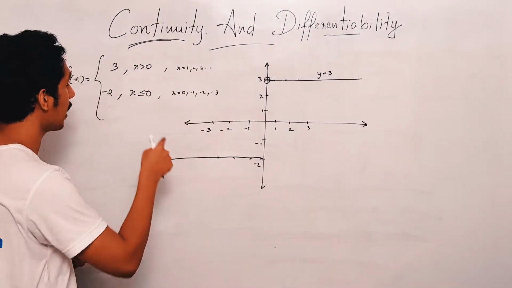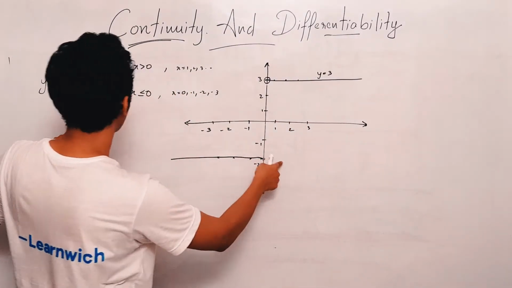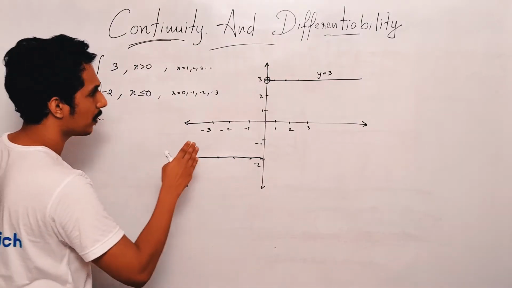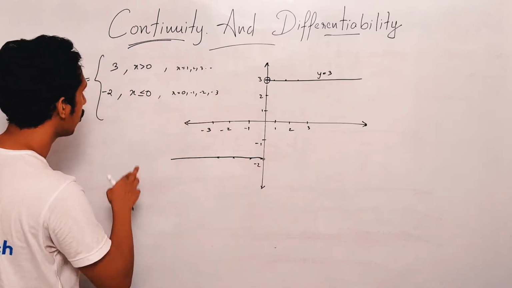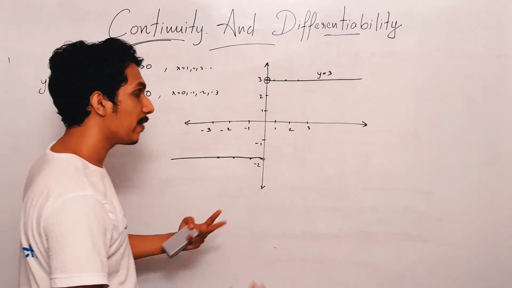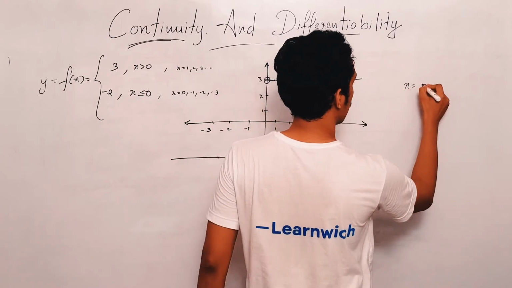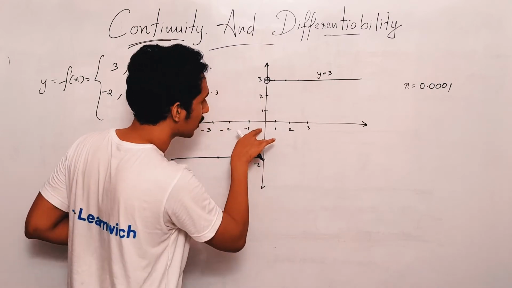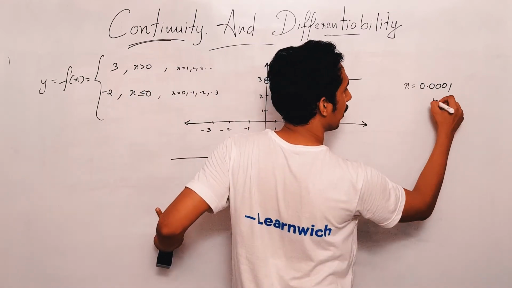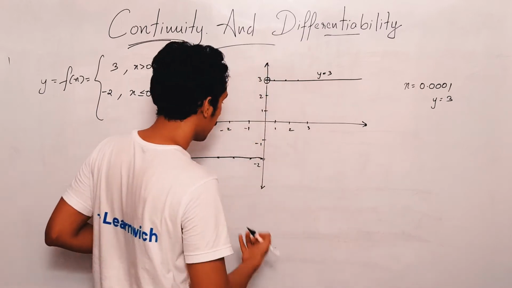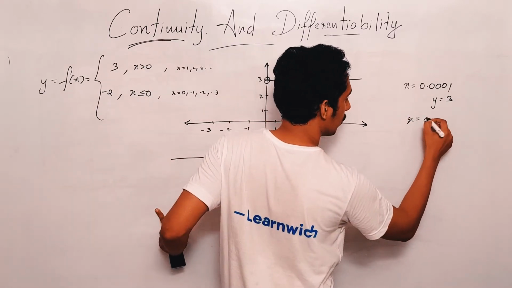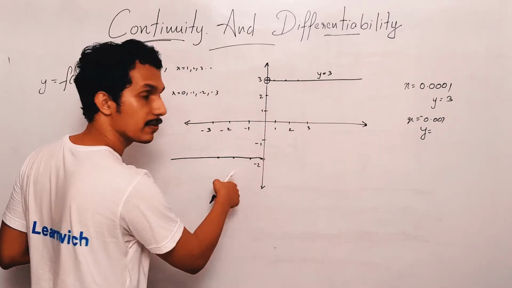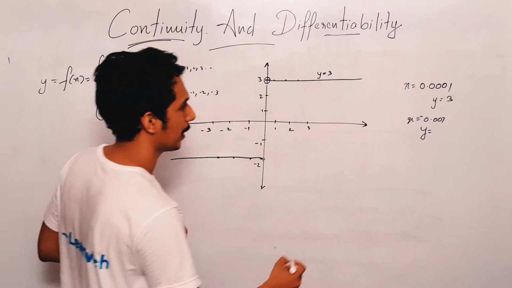So what is continuity? We have defined the function for x greater than 0, and we have defined the function for all x less than 0. That is, towards the right of x and towards the left of x, the definition of the function is different. Even if the value of x is a very small value such as 0.001, even then y is equal to plus 3. Even if x is equal to minus 0.001, even then the definition of the function will change to minus 2.